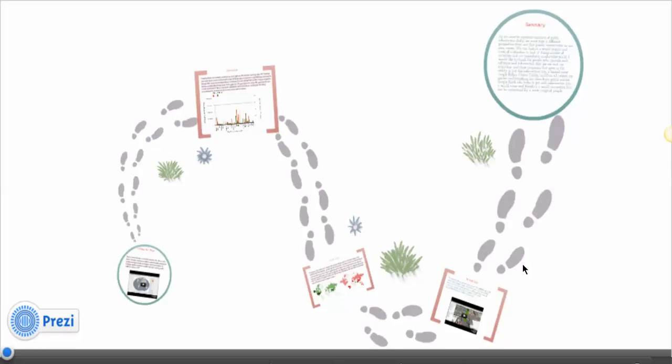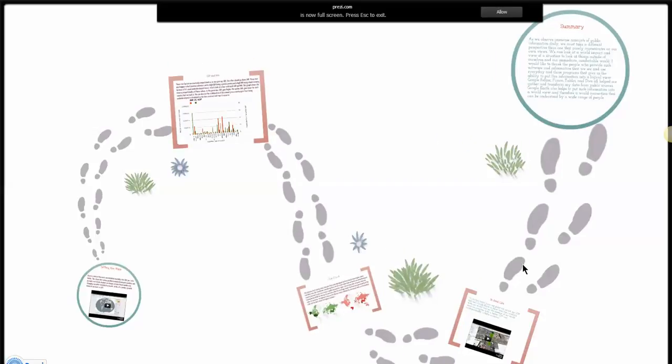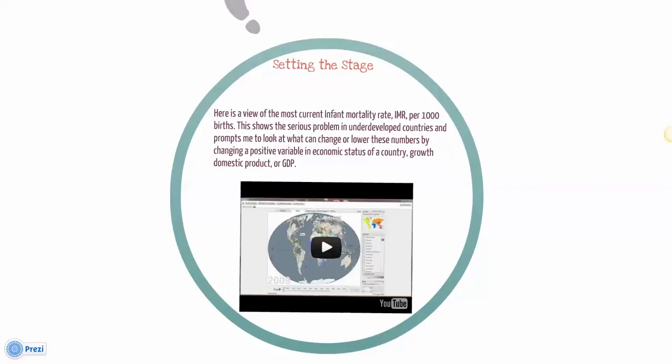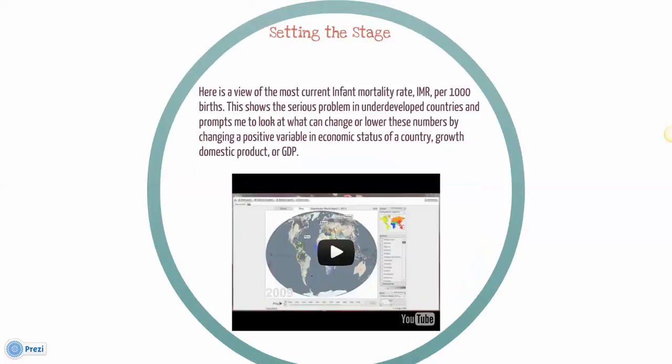Okay, so this is my final presentation for ITIQ ISLab, and so I did a Prezi on basically GDP and IMR, that is Gross Domestic Product and Infant Mortality Rate. Gross Domestic Product is an indicator for how well a country is doing, pretty much, and so a higher GDP means a better economy. More people are in the middle class to upper class.